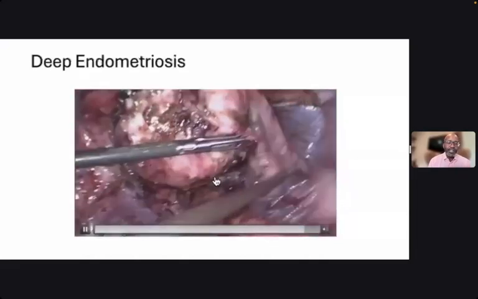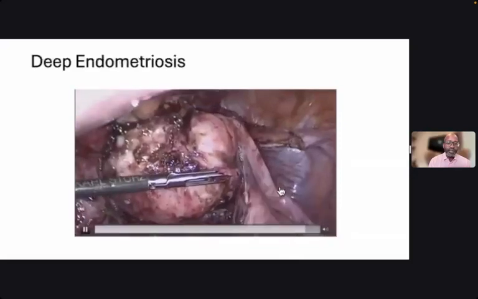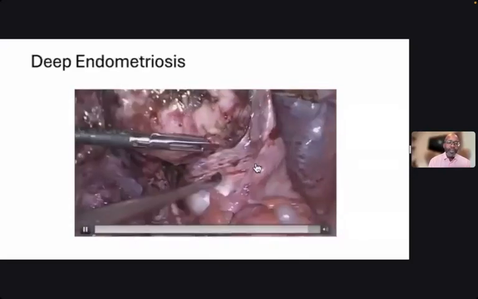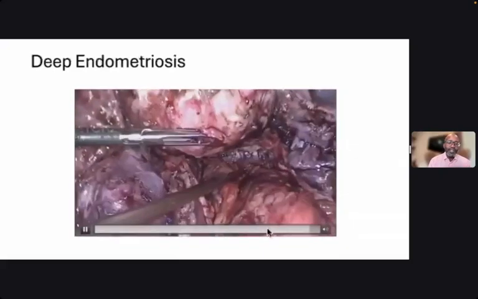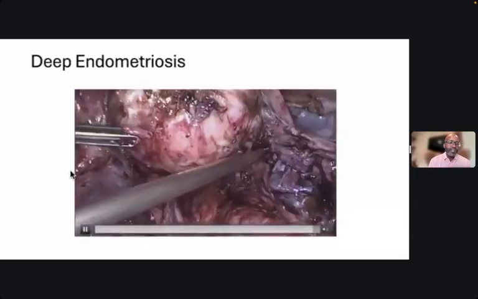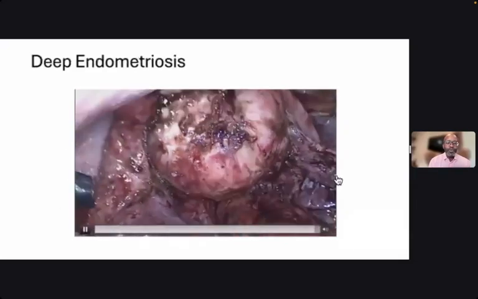But this is what happened after surgery. You can see the tube there on the right looks normal. This tube, you couldn't visualize it at all pre-surgery or intraoperatively before we started. This is the rectum, part of the uterus there, ovaries. Both tubes are fine, and both tubes were patent.